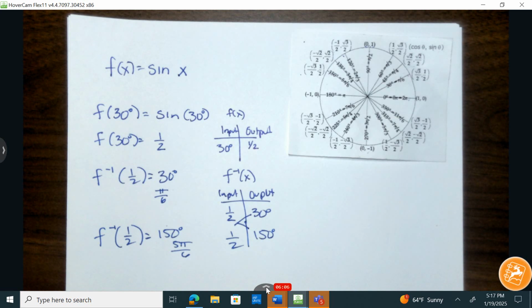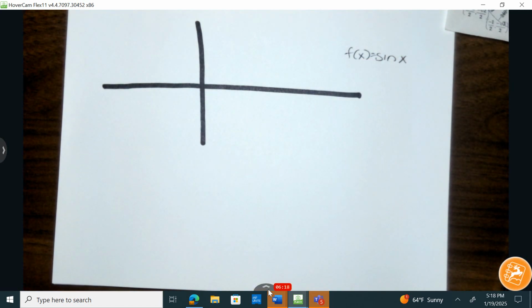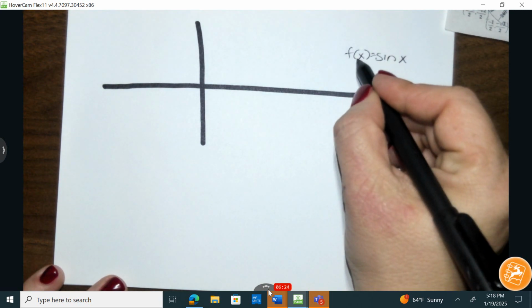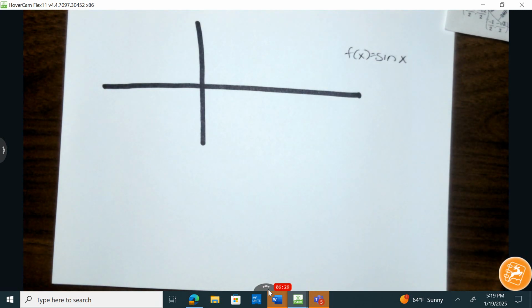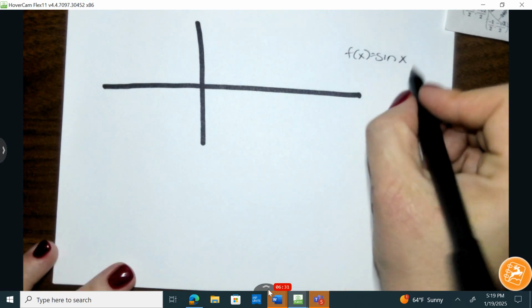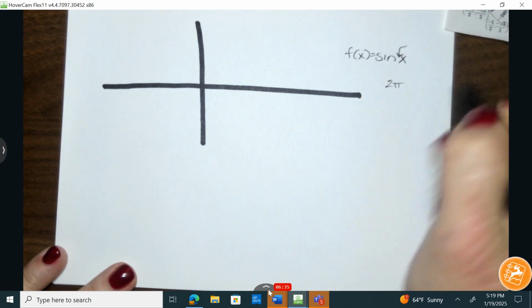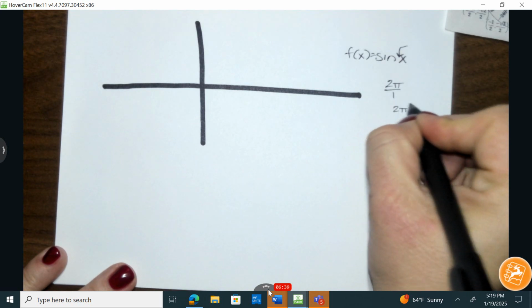I'm going to show you graphically how that works. The sine of x. Again, this is for you to have a deeper understanding, and then I'm going to teach you the shortcut. But please take notes. So if I'm graphing f of x equals the sine of x, the first thing I want to know is the length of one cycle. What is the period length? I'm going to take 2 pi and divide it by the b value, which happens to be 1. That means one cycle has a length of 2 pi.